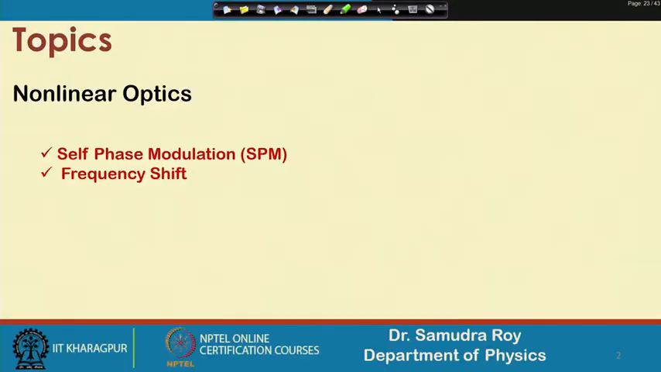That means, if I launch an electric field in a medium where Kerr nonlinearity is there, its phase is going to modulate by itself, and this phenomenon is called self phase modulation. Today we are going to extend the discussion of this phenomenon and find the corresponding frequency shift. Since the phase is changing, some frequency shifting will be there, and how this frequency shifting takes place because of this Kerr effect we will discuss in today's class.